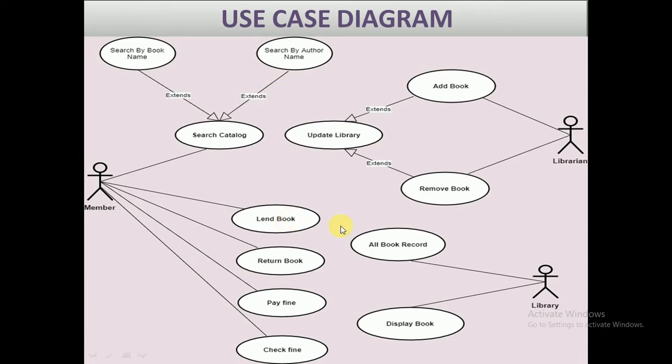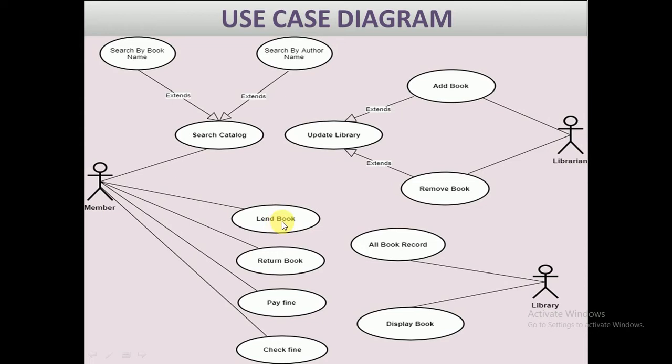I have drawn the lending book and returning book algorithms already, which we will discuss in a few minutes. Pay fine is connected with return book and lend book, as well as check fine is also connected with return book and lend book. Let me explain how these two are connected with both.